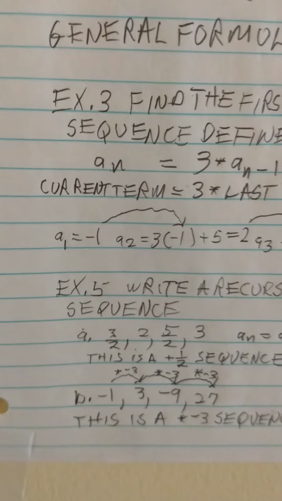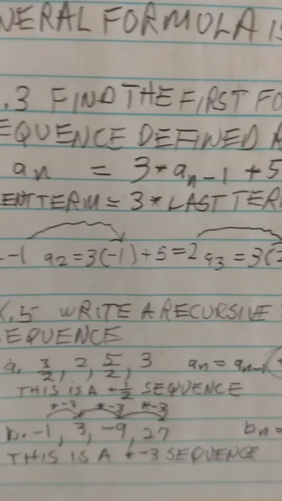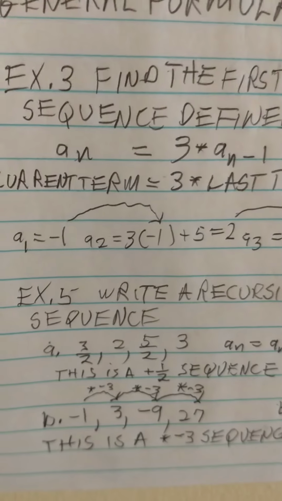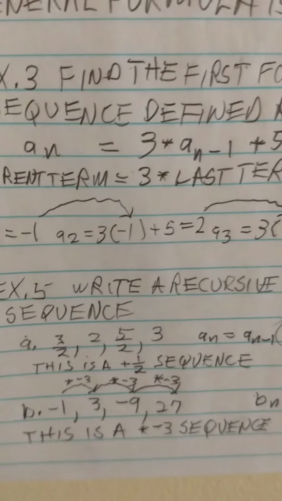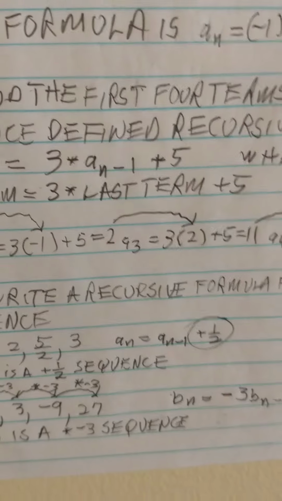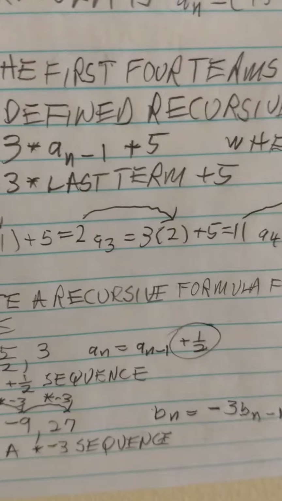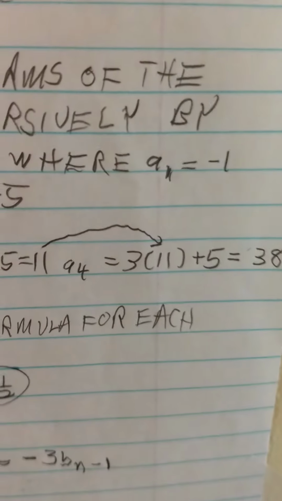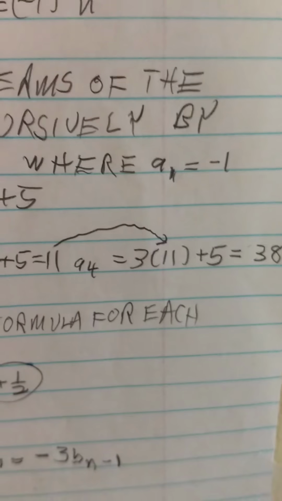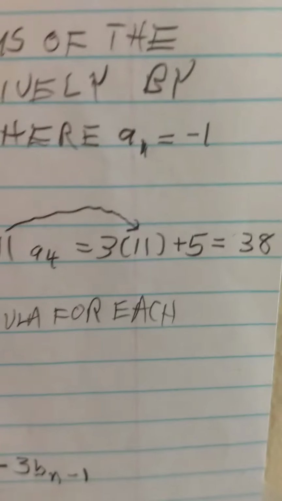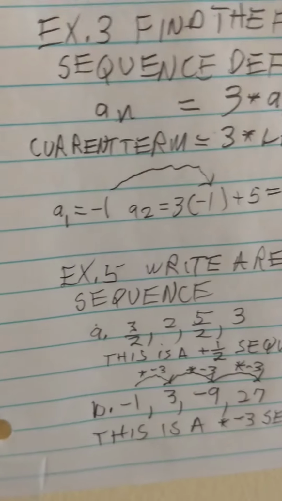A sub 1 is negative 1. A sub 2 is 3 times the last element shown there, negative 1, plus 5, or 2. A sub 3 is 3 times the last element, 2, plus 5, or 6 plus 5 is 11. A4 is 3 times 11, the last element, plus 5, is 33 plus 5, or 38.